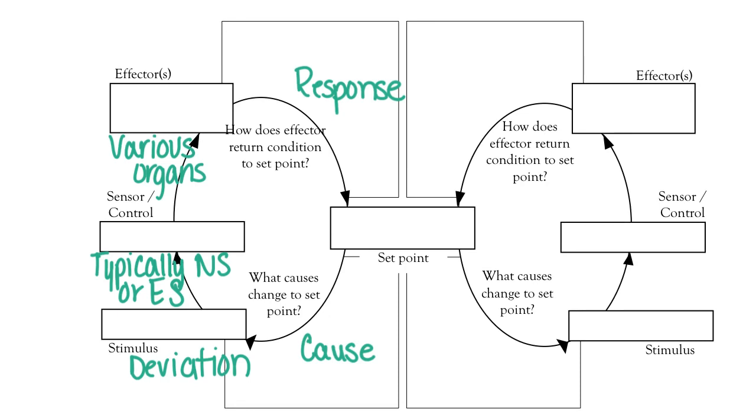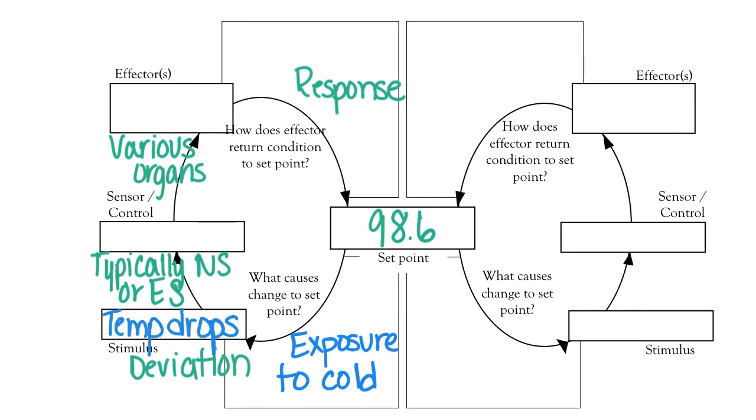And I think the easiest way to understand this is, as I said, kind of looking at temperature. So our set point is 98.6 degrees. We'll start by looking at what can cause temperature to drop. So the cause of a dropped temperature can be exposure to cold weather, for example. And that exposure to cold is going to change your body temperature in such a way that it reaches outside of your set range. So instead of 98.6 degrees, you have a colder temperature.